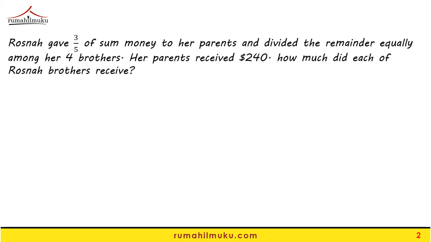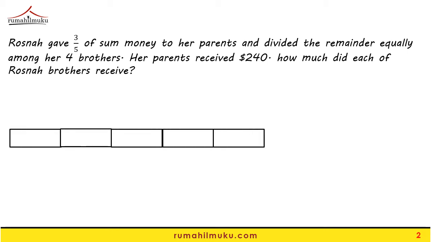Now we're going to move on to the second question. Rosna gave 3/5 of her sum of money to her parents and divided the remainder equally amongst her 4 brothers. Her parents received $240. How much did each of Rosna's brothers receive? So we're going to divide the model that we have here into 5 parts, and like the question said, 3/5 of the money that Rosna has was given to her parents.